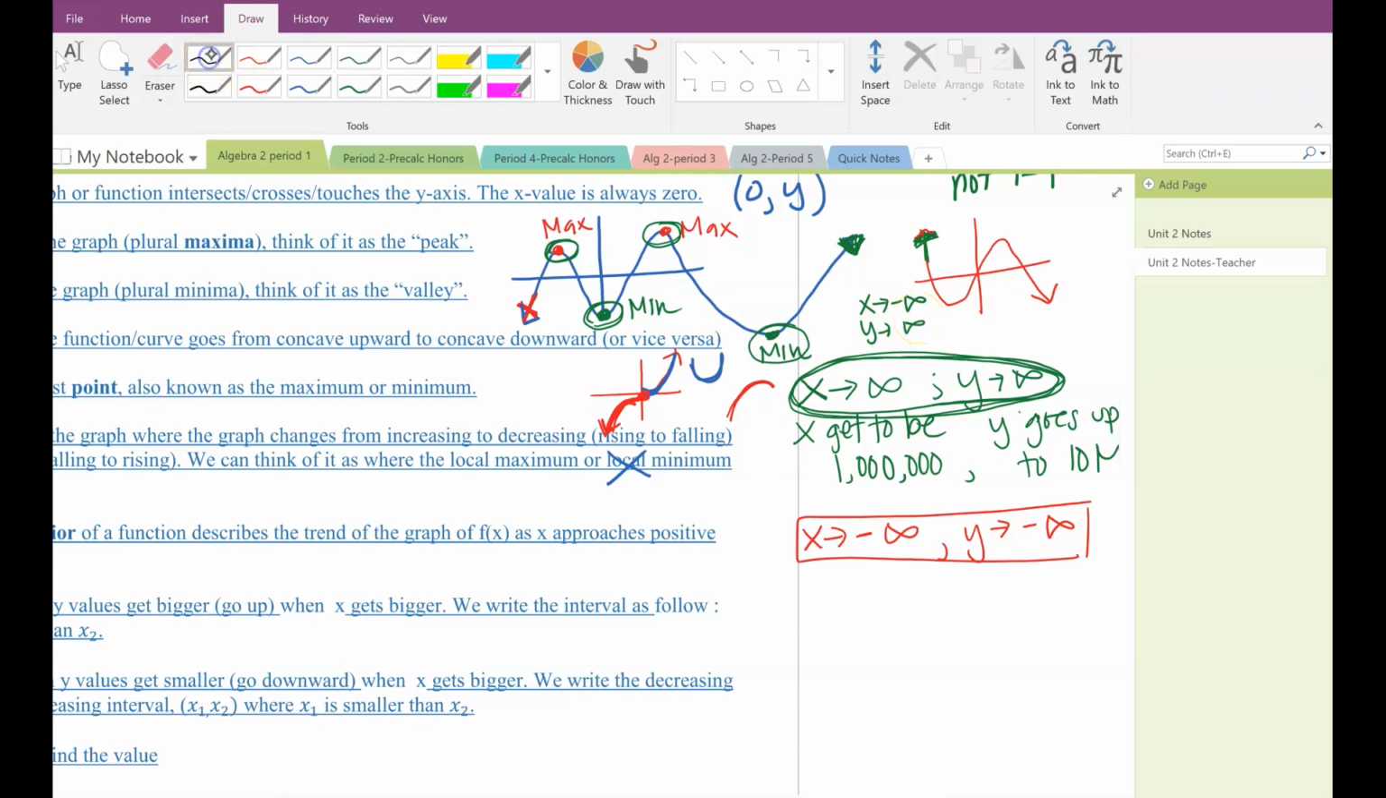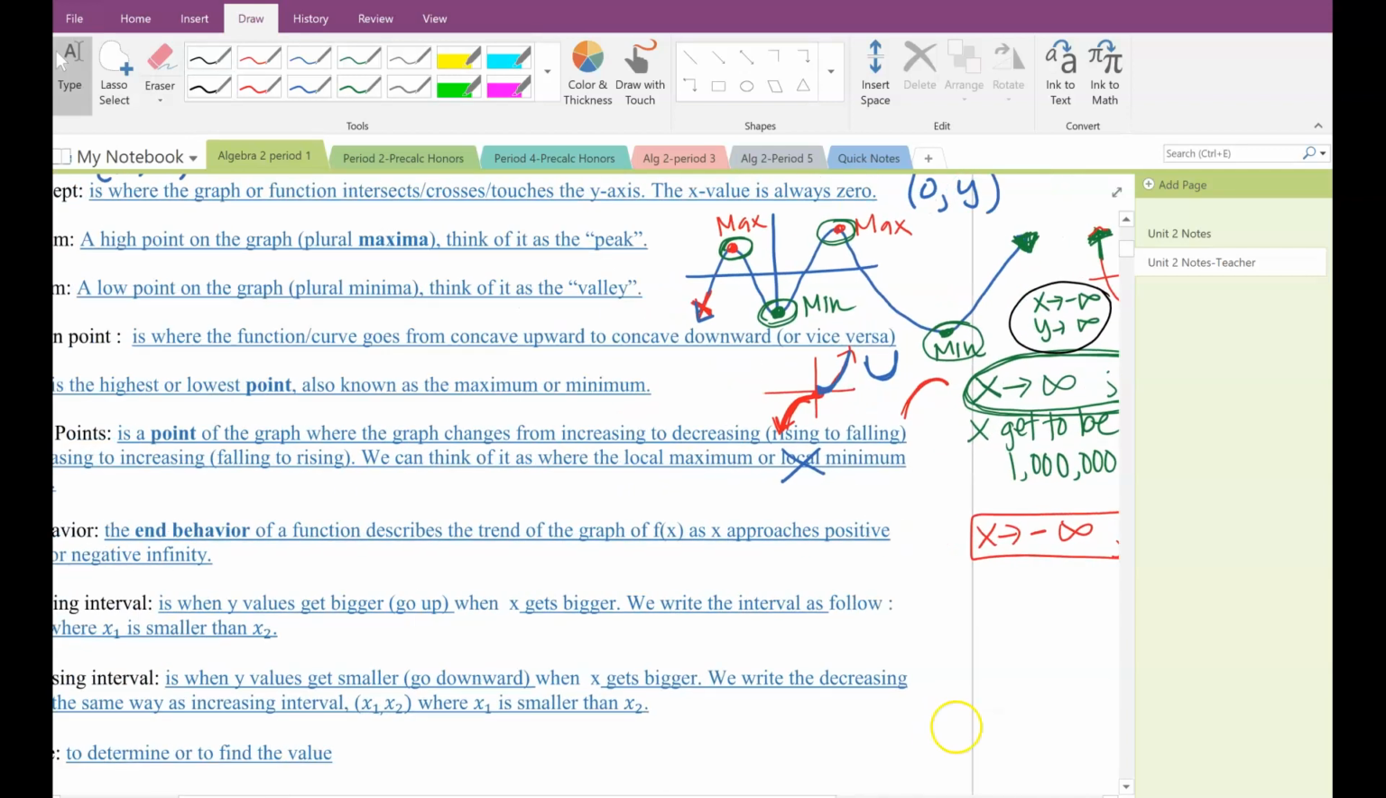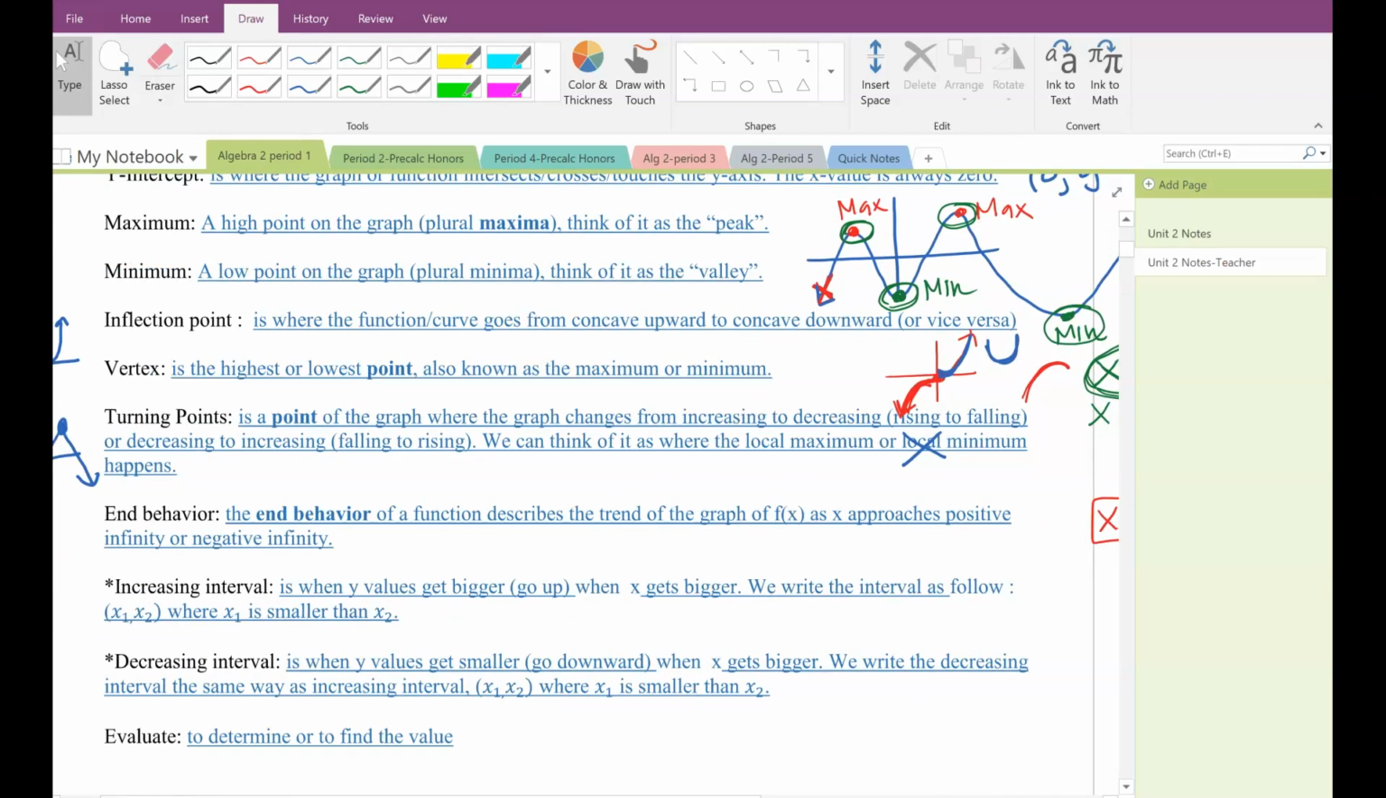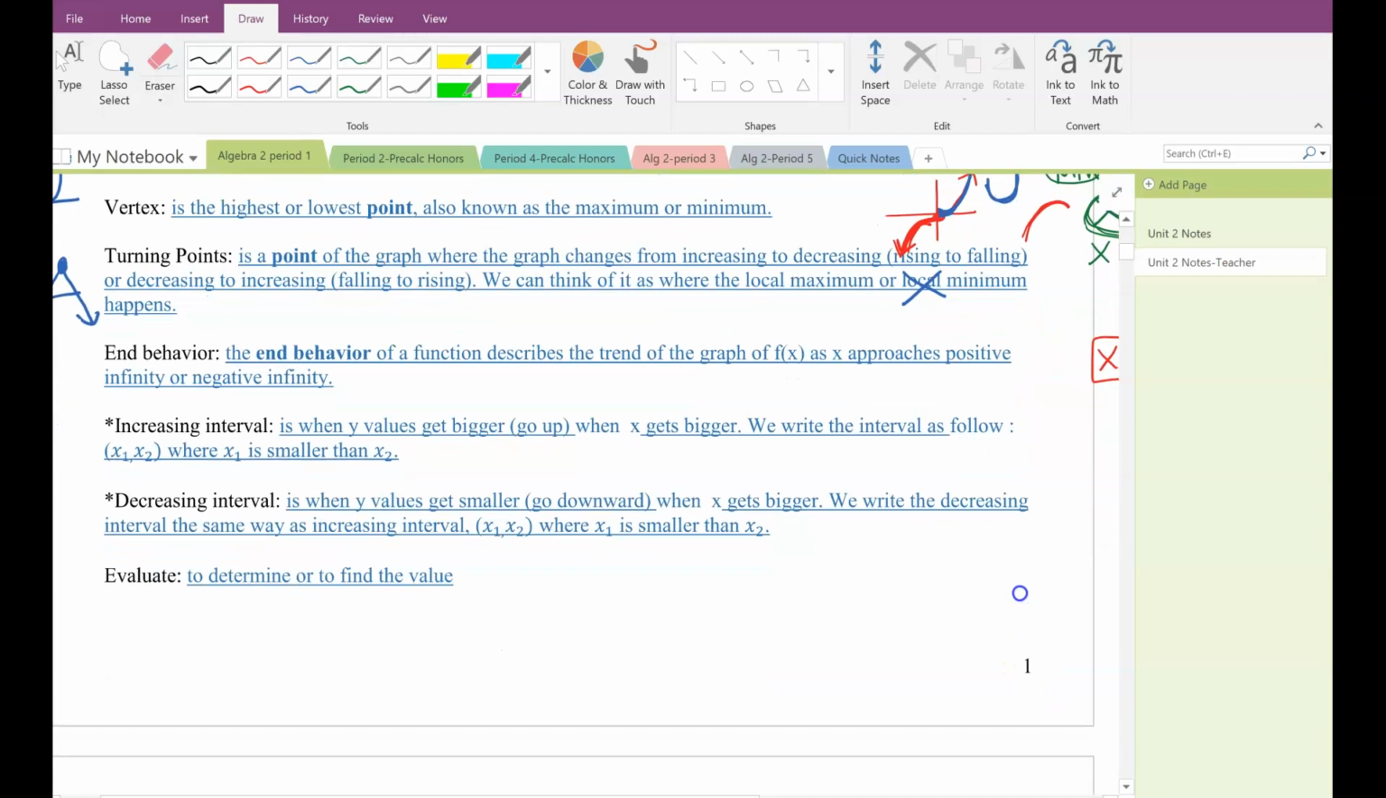Now on the right side, right side means a positive number. As x approaches positive infinity, y is going downward, so y is approaching negative infinity. So as you can see, they can mix, right? One can be positive and one can be negative, and vice versa, or both of them can be positive or both can be negative. So that's what's happening to the end behavior. Think of end behavior as what's happening to y when x approaches a really large number, either a large positive number or a large negative number.